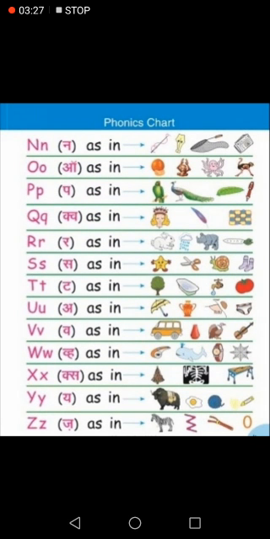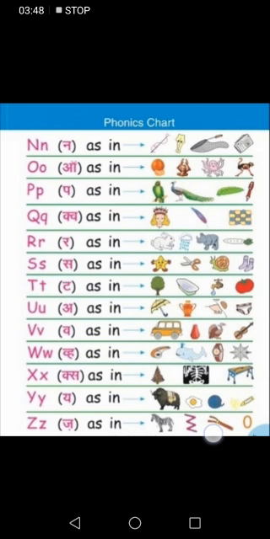Okay, the next letter will be O, the sound will be O. Orange, octopus. Okay, the next letter is P, but the sound will be P. What will be the sound? P.